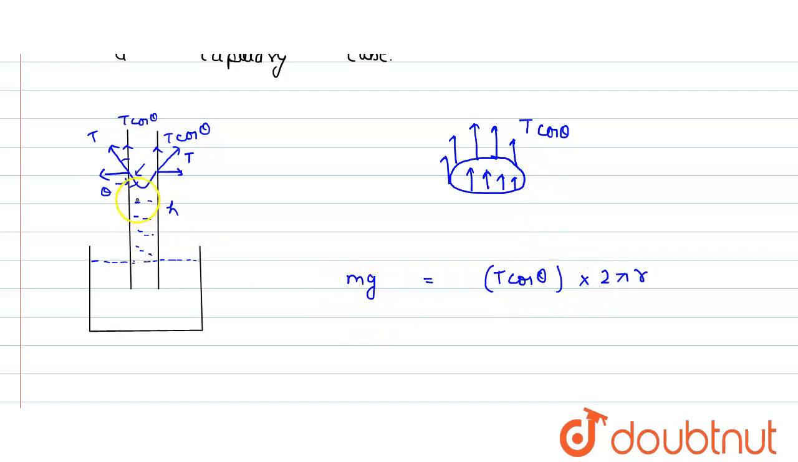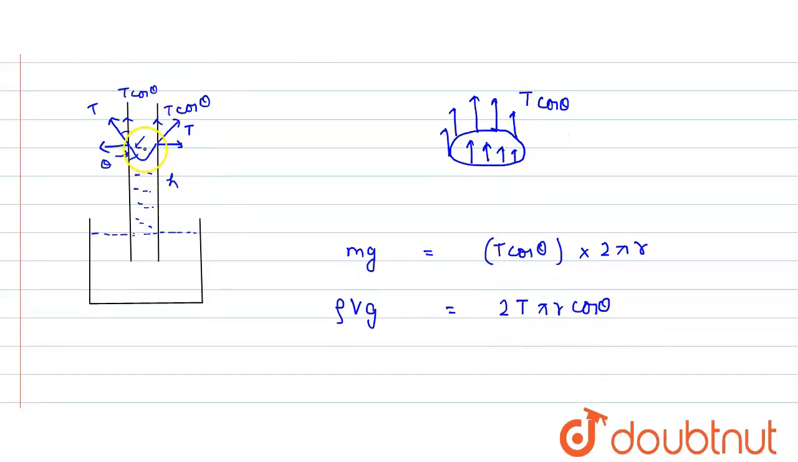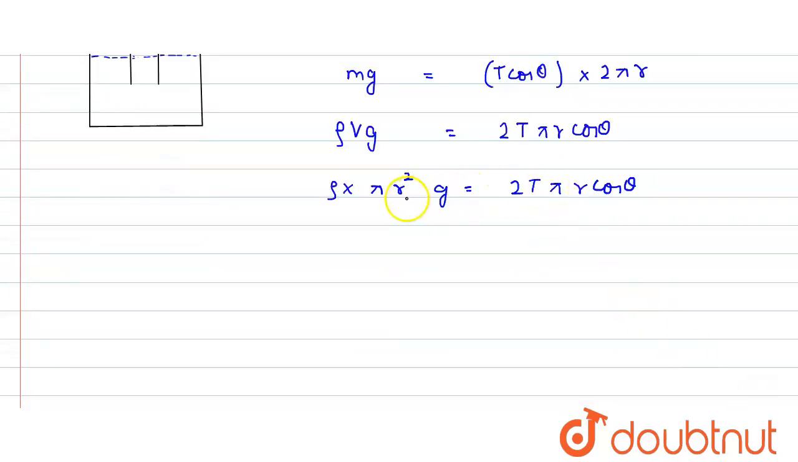Now what would be the value of this mass? Mass could be written as density into volume, so rho into V into g would be equal to 2T pi r cos theta. Now what is this volume? If we neglect this small volume here, it would essentially be a cylinder, and the cylinder volume is pi r square into h. So rho into pi r square h into g would be equal to 2T pi r cos theta. Pi would cancel, and one power of r would cancel.